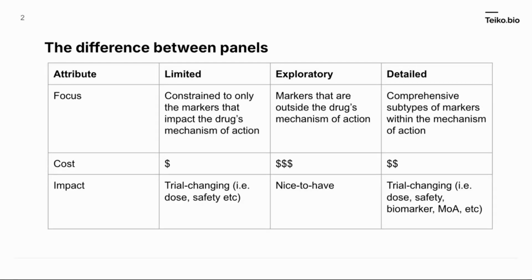What we would posit is that there's a third group called detailed, and these panels have comprehensive subtypes of markers within the mechanism of action and probably strike a price between limited and exploratory. And the impact could be trial changing also in terms of dose, safety, biomarker, mechanism of action, etc.